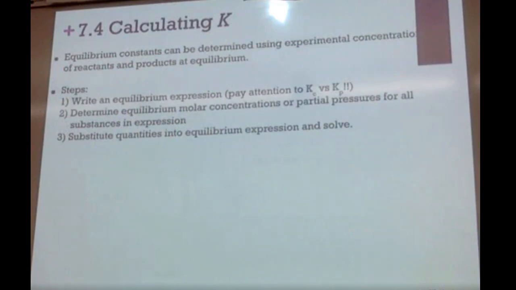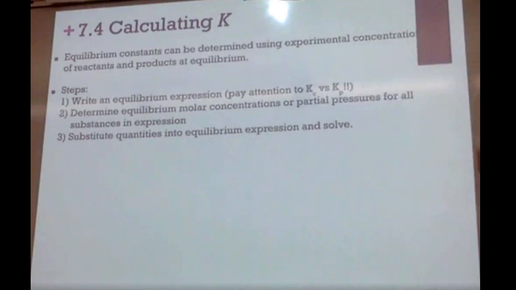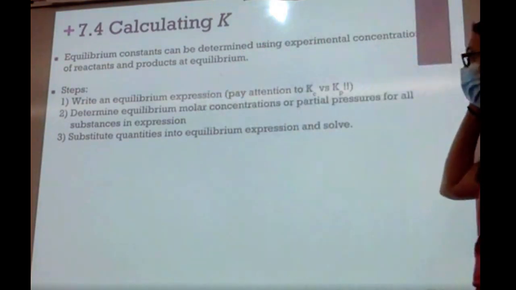Topic 4 focuses on calculating K. So equilibrium constants can be determined using concentrations of reactants and products at equilibrium. If we are calculating K, it has to be at equilibrium. Now, if we want to just calculate the equilibrium constant, we plug in the equilibrium values that they give us into the K expression. So here are the steps for solving for K.